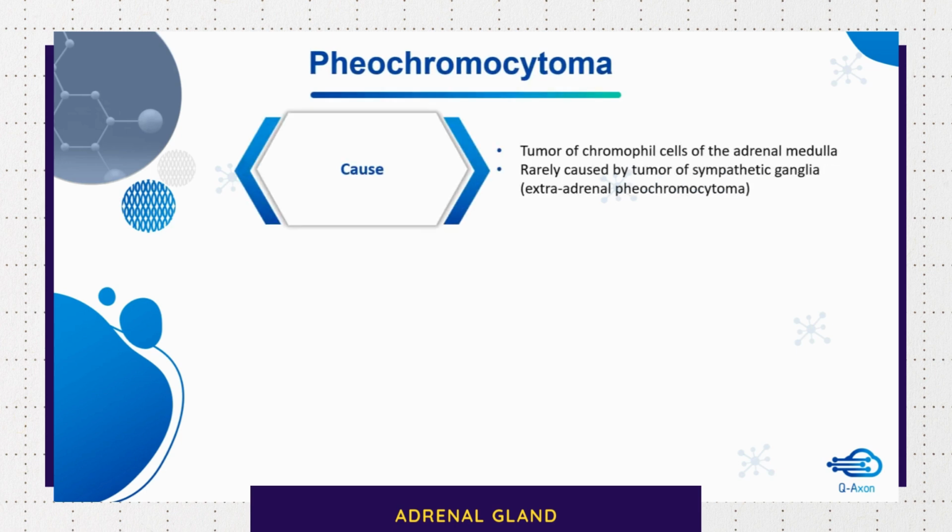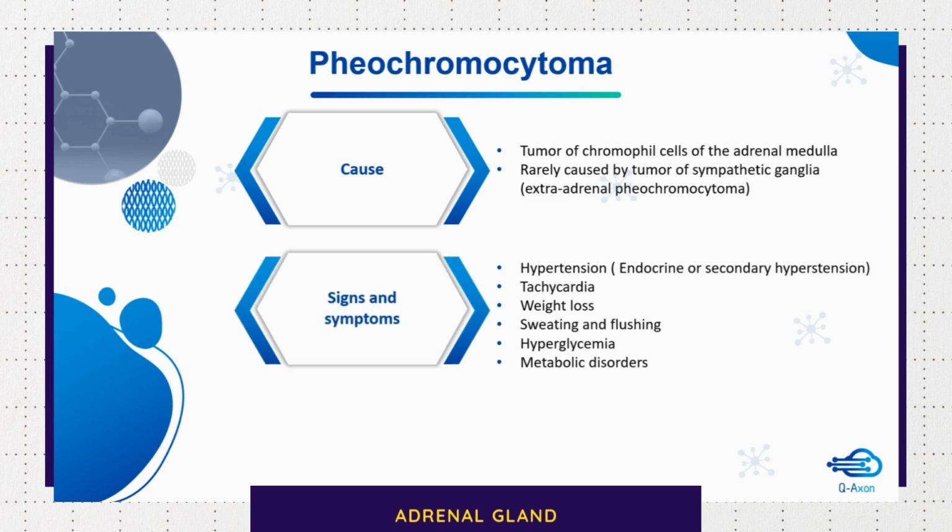Pheochromocytoma. It is caused by a tumor of chromophil cells of the adrenal medulla. Rarely, this can be caused by a tumor of the sympathetic ganglia. When it happens so, this is called extra-adrenal pheochromocytoma. The affected individuals will have hypertension. The hypertension that is caused in such a way is said to be endocrine or secondary hypertension. There can be tachycardia, weight loss, sweating and flushing, hyperglycemia, and other metabolic disorders.